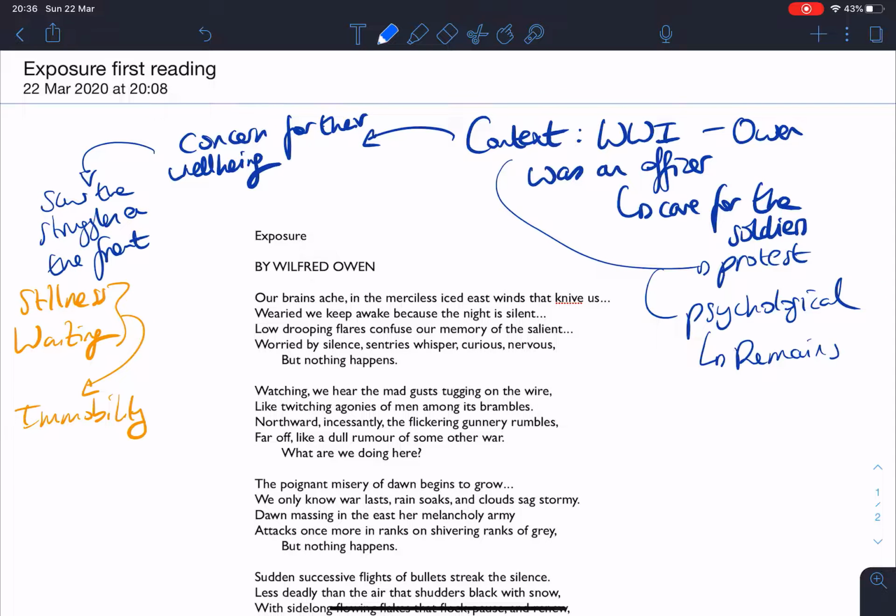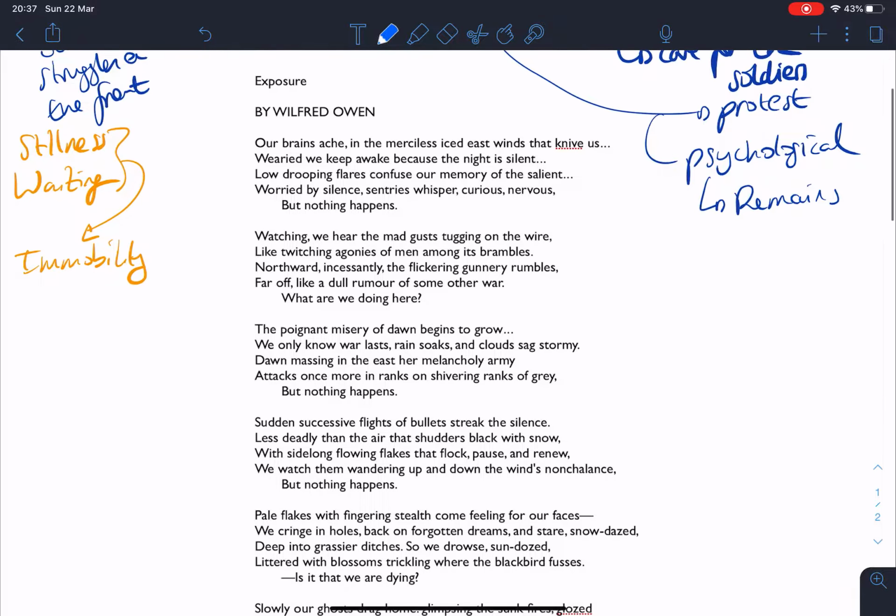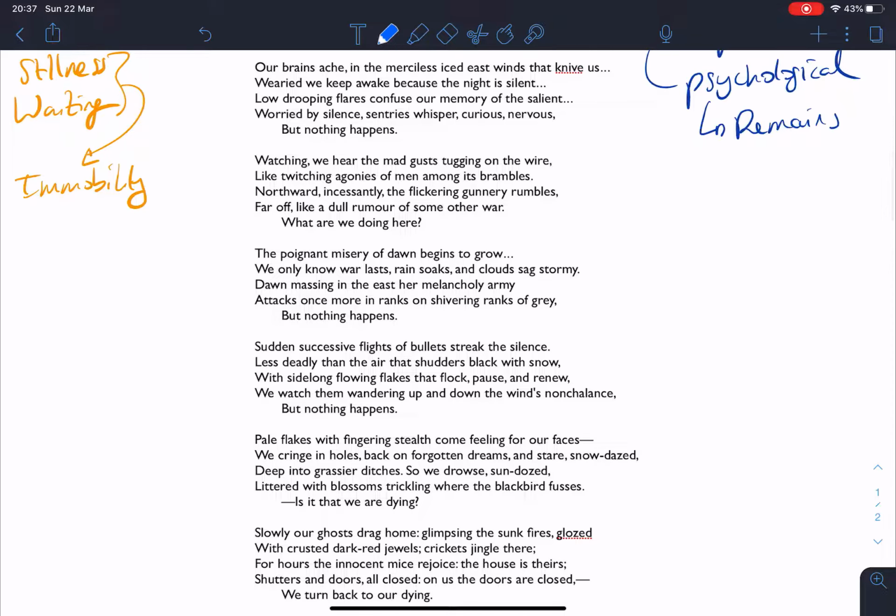Exposure, Wilfred Owen. Our brains ache, in the merciless iced east winds that knife us. Wearied, we keep awake because the night is silent. Low, drooping flares confuse our memory of the salient. Worried by silent, sentries whisper, curious, nervous, but nothing happens. Watching, we hear the mad gusts tugging on the wire, like twitching agonies of men among its brambles. Northward, incessantly, the flickering gunnery rumbles, far off, like a dull rumour of some other war.